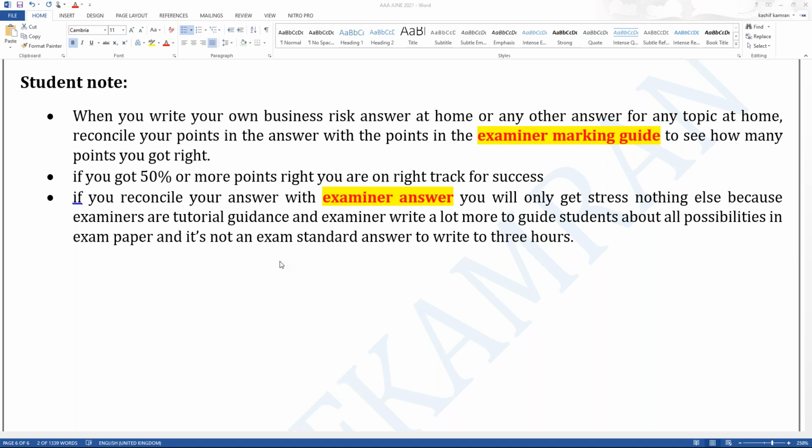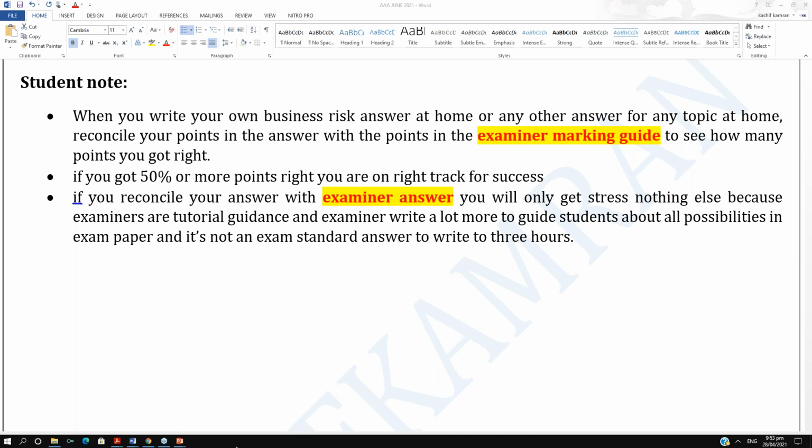No, the examiner answer is tutorial guidance. He will write more than that because he wants to show you all possibilities. So if you see the examiner answer of business risk for 8 marks, you will find the examiner writing 8 to 9 business risks. Why? Because he wants to guide you about every possibility. But how many will you be writing? Just 4. So are you getting impressed with the examiner answer? No, you're taking stress from the examiner answer because you don't know these are tutorial guidance. If you know, you will not take stress. Is everyone clear?